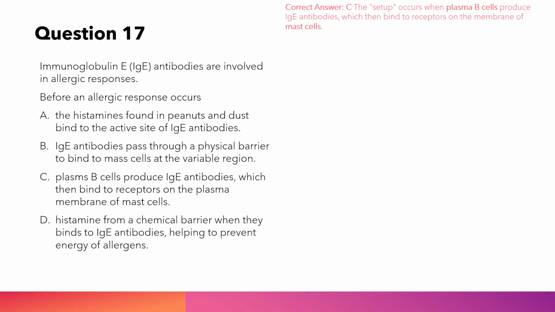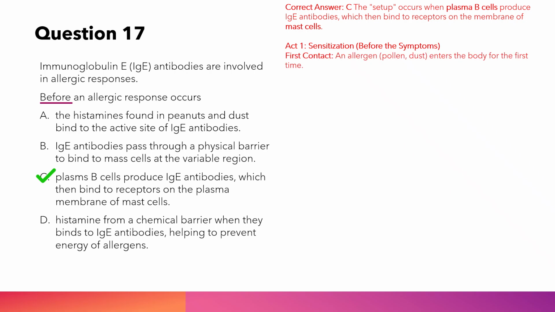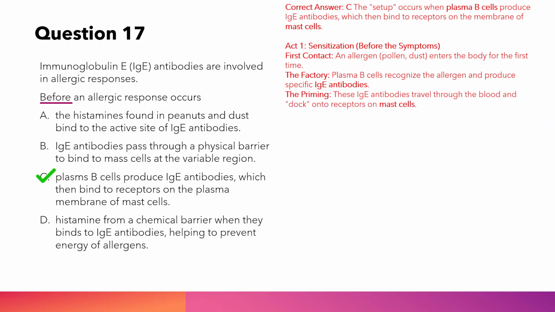Correct answer: C. The setup occurs when plasma B cells produce Ig antibodies, which then bind to receptors on the membrane of mast cells. Act 1. Sensitization. Before the symptoms, first contact. An allergen, pollen, dust, enters the body for the first time. The factory: plasma B cells recognize the allergen and produce specific Ig antibodies. The priming: these Ig antibodies travel through the blood and dock onto receptors on mast cells, the loaded gun.